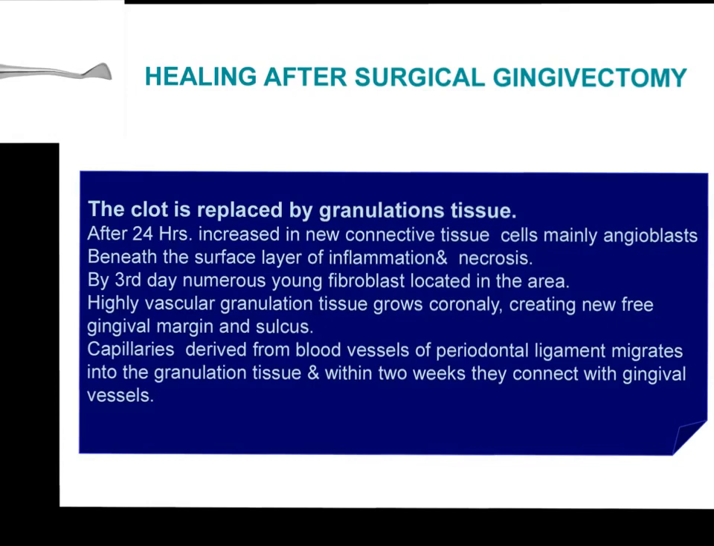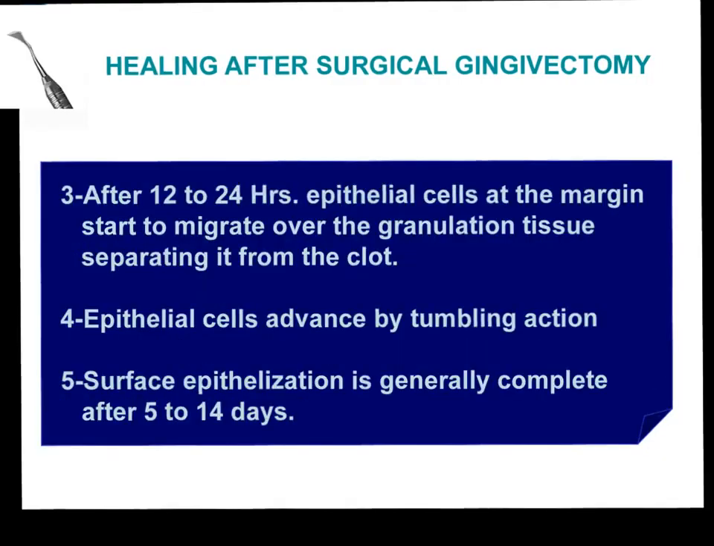Capillaries derived from blood vessels of the periodontal ligament migrate into the granulation tissue, and within 2 weeks they connect with the gingival vessels. After 12 to 24 hours, epithelial cells at the margin start to migrate over the granulation tissue, separating it from the clot. The epithelial cells advance by tumbling action. Finally, the surface epithelialization is generally complete after 5 to 14 days.